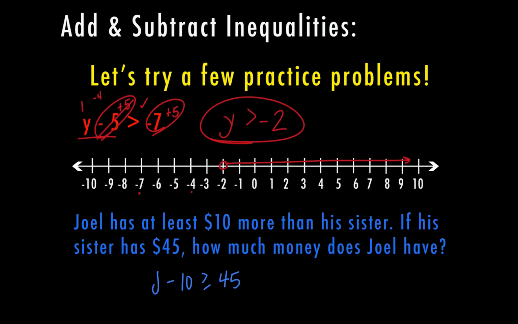So now I need to solve by looking at the side with the variable. In this case, I have minus 10, so I'm going to add 10 to both sides. Well, 10 minus 10 is 0, so that means Joel has greater than or equal to 45 plus 10, which is 55. So Joel has $55 or more.